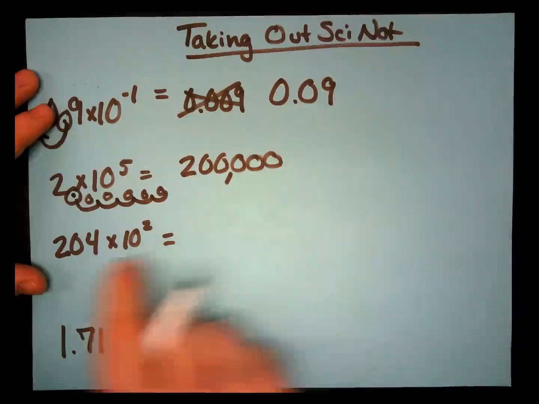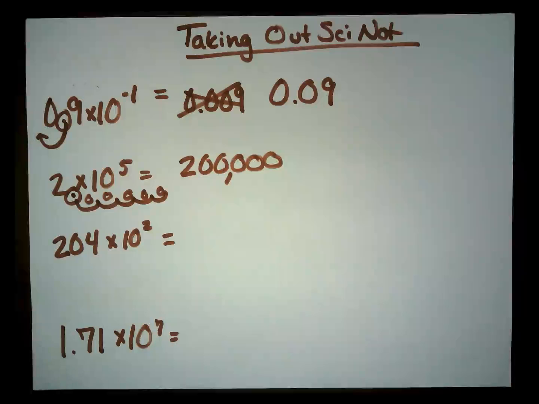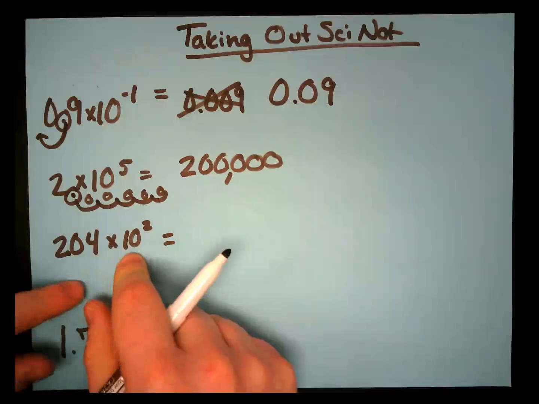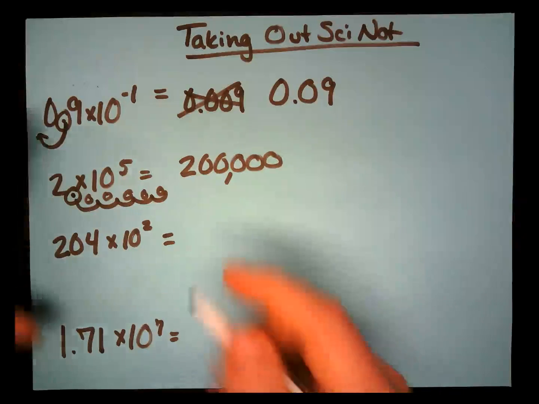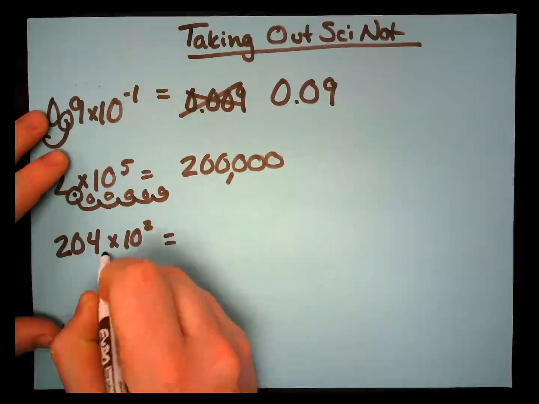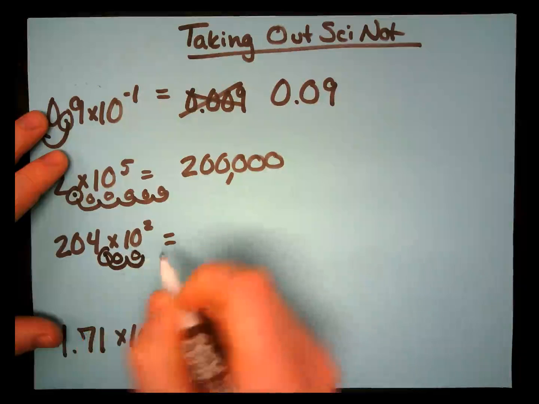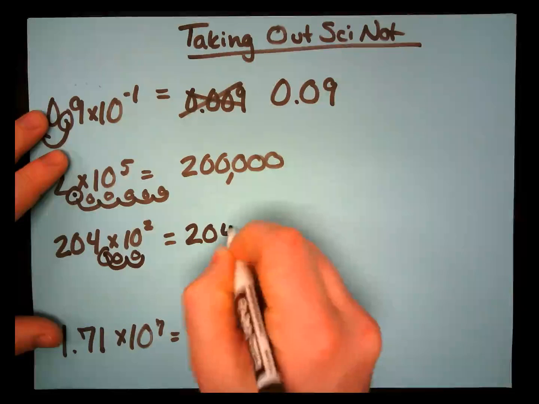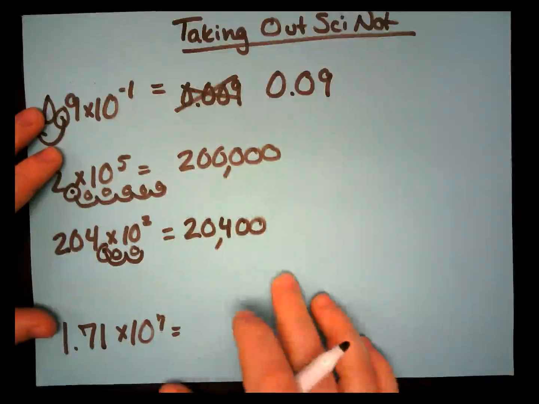Cool. I think that should be 2.04. That shouldn't be 204. Let's see, I'm double checking here. Oh, nope, it's 204. This is 204 times 10 to the second power. So again, it's incorrect scientific notation, but that's part of the practice here. Find that decimal. It's right here. And we're going to move that guy 2 to the right. 20,400. Okay.